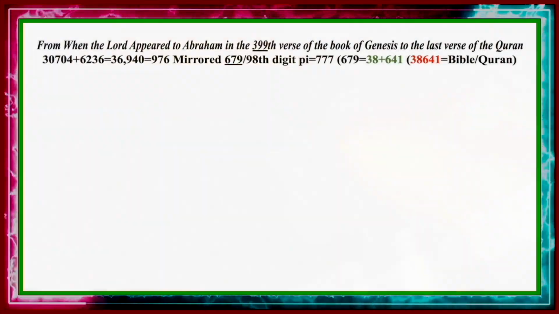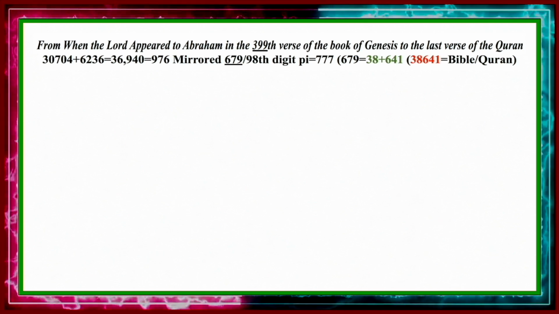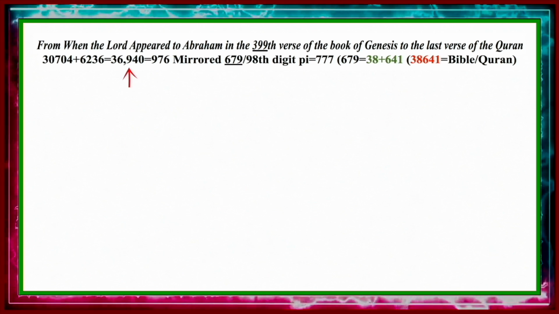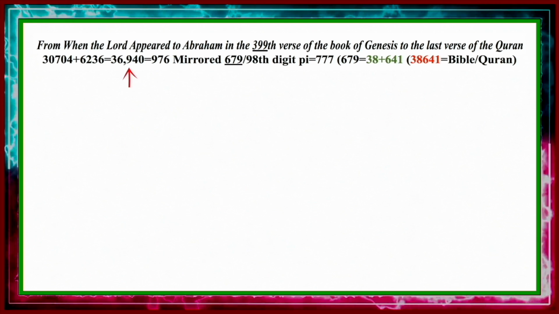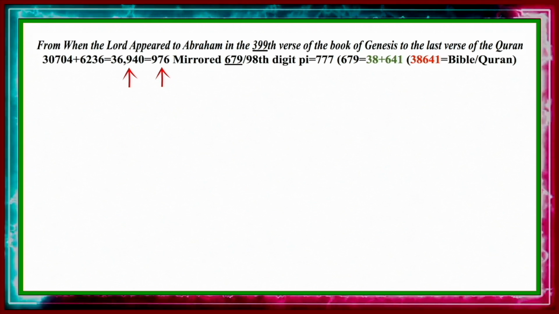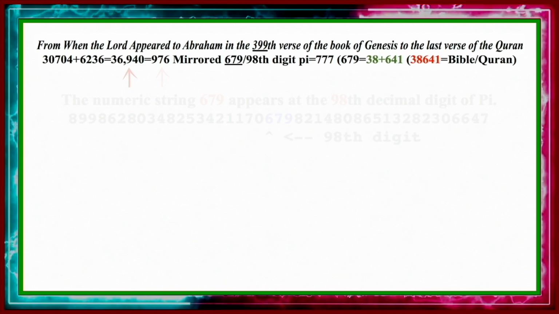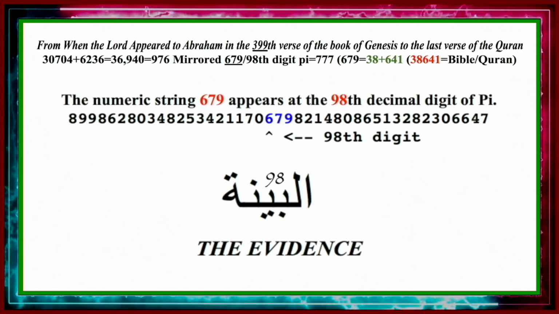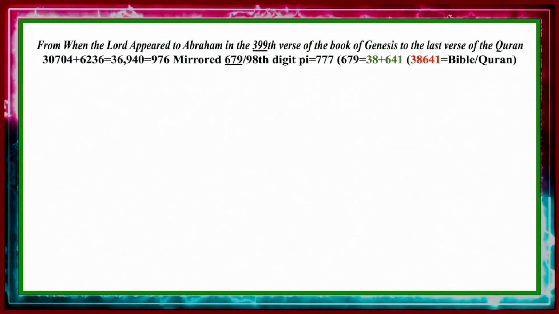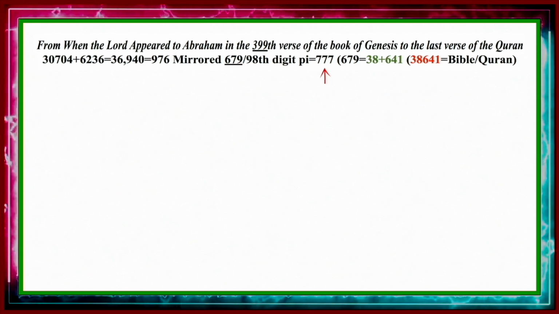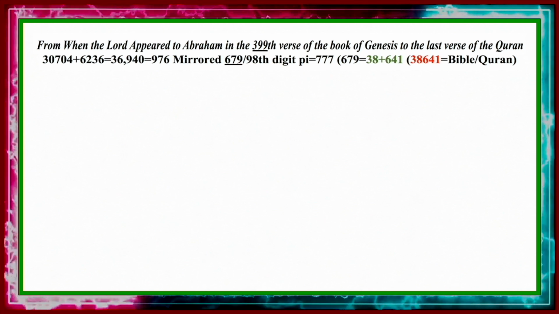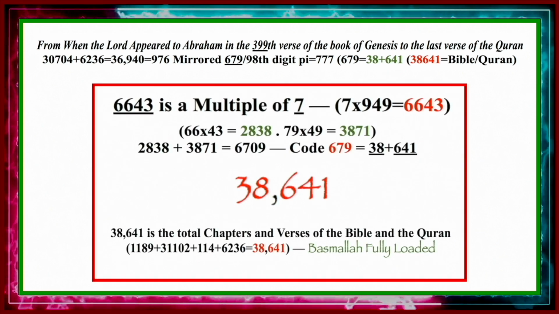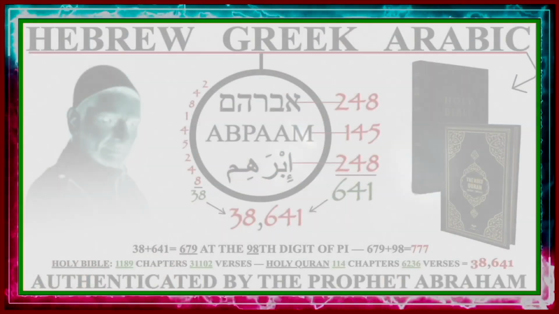From when the Lord appeared to Abraham in the 399th verse of the book of Genesis to the last verse of the Quran is a total of 36,940 verses. 36 plus 940 equals 976. Mirrored is 679, which is at the 98th decimal digit of pi. The 98th chapter in the Quran is called al-Bayyinah, the evidence. 679 plus 98 equals 777, 777 perfection. 679 equals 38 plus 641. 38,641 chapters and verses of the Bible and the Quran combined, authenticated by Abraham.